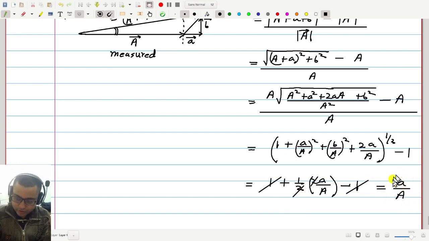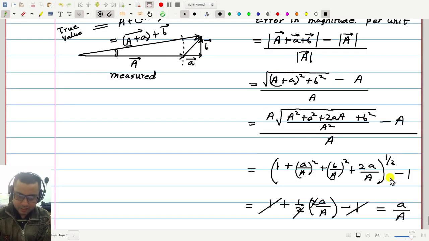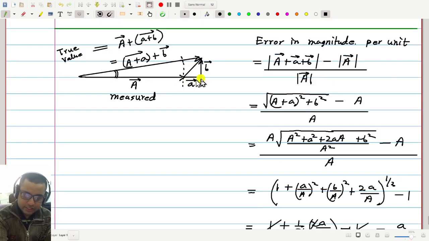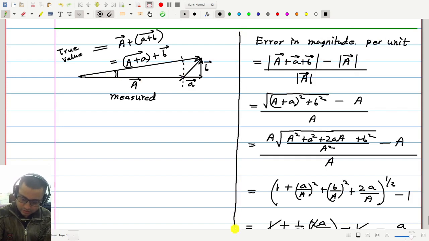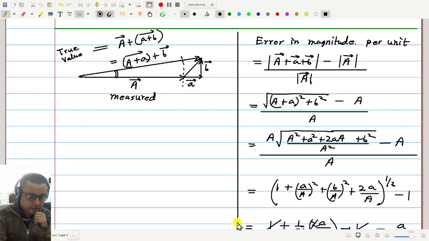Notice that this per unit error depends only on this little a, the component along the direction of the capital A. So this is the per unit error. Now in the same way, let us calculate the angle error.